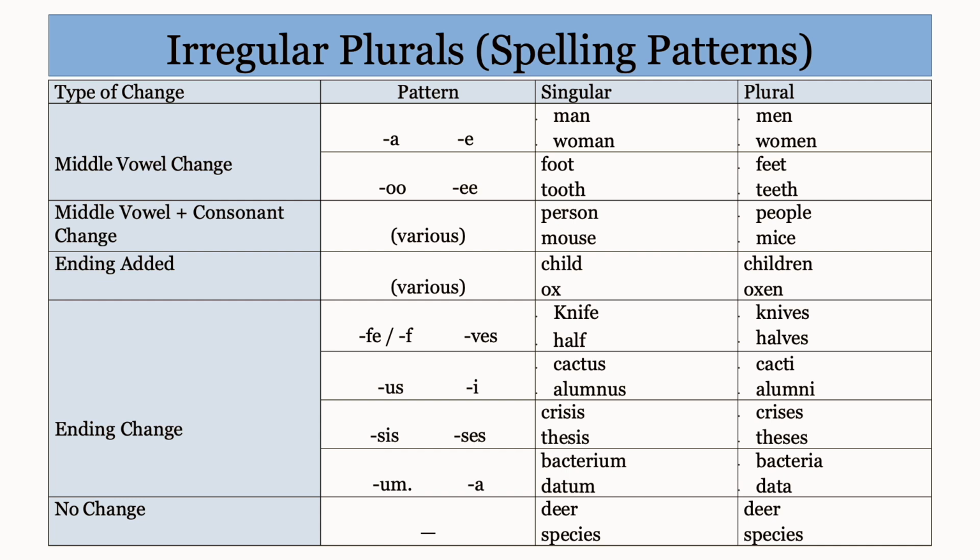We also observe ending transformations such as F turning to VES in knives, or classical Latin roots changing from us to i, as in cacti, and is to es in crisis. Finally, some nouns undergo absolutely no spelling changes at all, like deer or species.